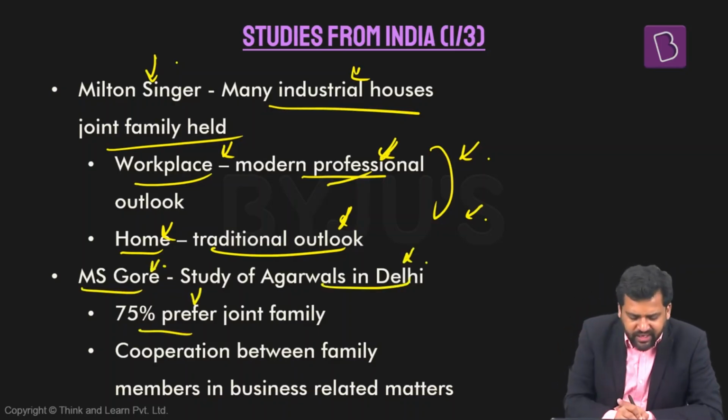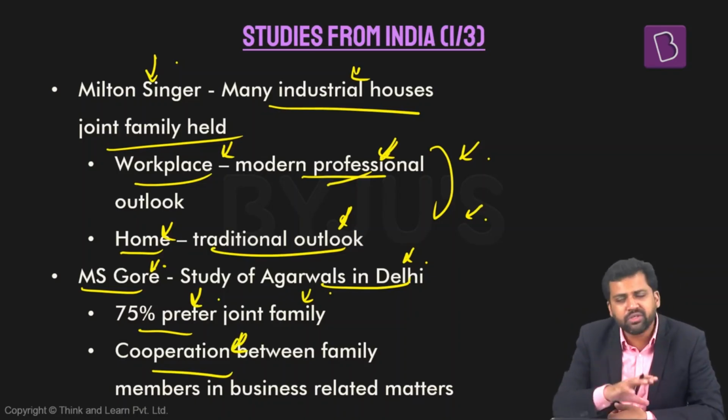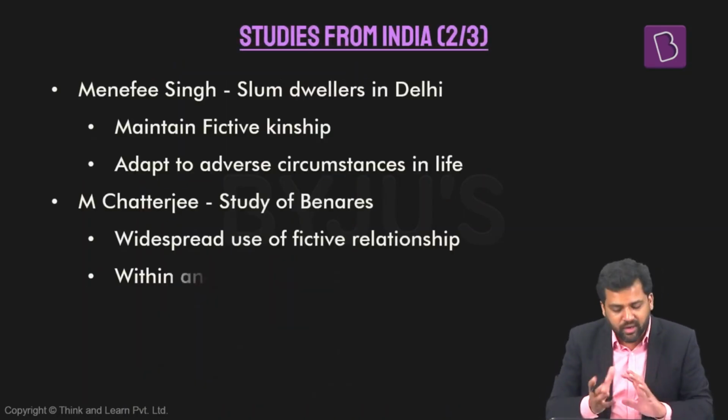M.S. Gore studies the Agarwal community and says that 75% of them prefer to have joint families. And again, Agarwals are known for their business activities, right? They're very good when it comes to business. And among them, there's a preference for having joint families. In fact, there is cooperation between family members when it comes to different kinds of business related matters. They help each other out whenever the requirement is there. So this is an interesting kind of variation. Industrialization and joint families, large families, are in sync with one another.